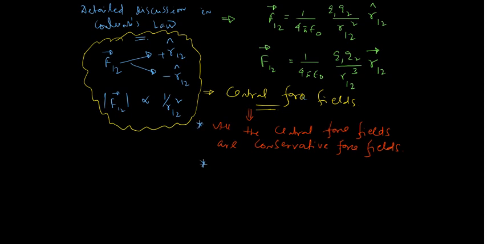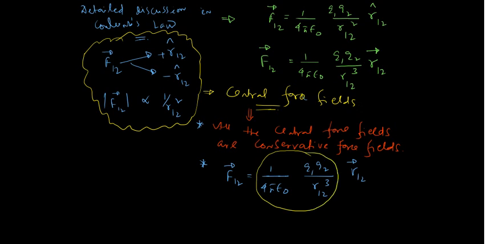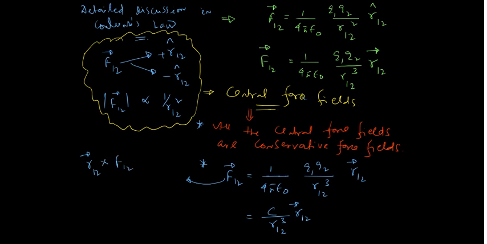And point number 2, a very interesting and unique thing. If I write the F12 vector equal to 1 by 4 pi epsilon naught q1 q2 by r12 cube into r12 vector, you notice that this entire term is a constant. So I can suitably modify this to write it as c by r12 cube into r12 vector, where c is a constant. Now from here, if I do r12 cross F12, it is c by r12 cube, being a scalar, I am not disturbing, times r12 cross r12, which comes out to be 0.